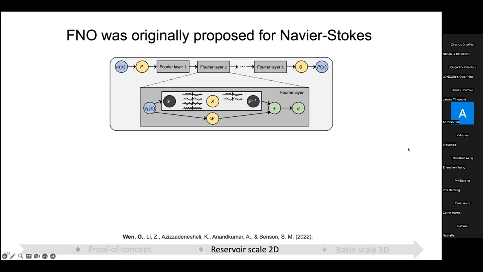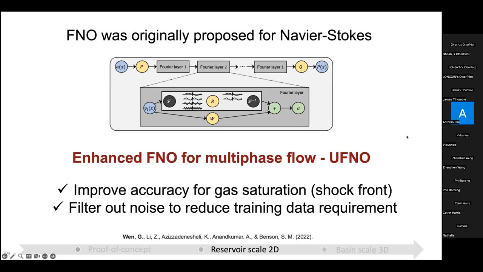So the FNO models were originally proposed for the Navier-Stokes problem. And we collaborated with computer scientists at Caltech, and we designed this enhanced version of FNO for multiphase flow. This model is named UFNO.